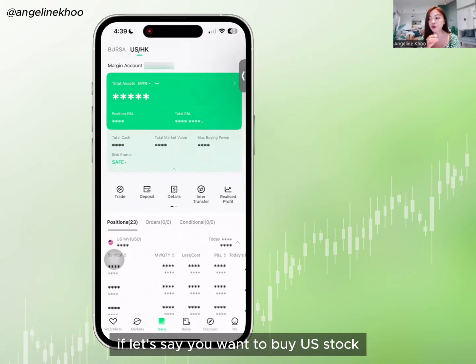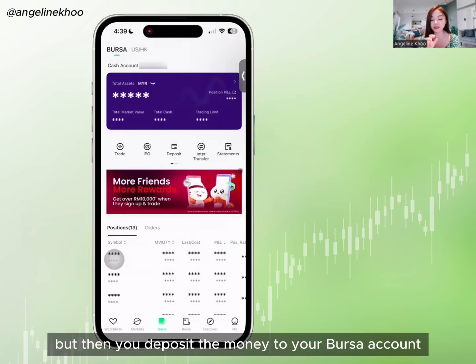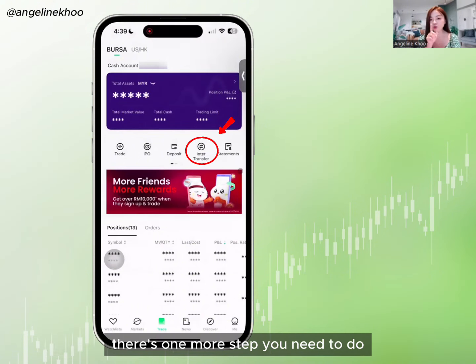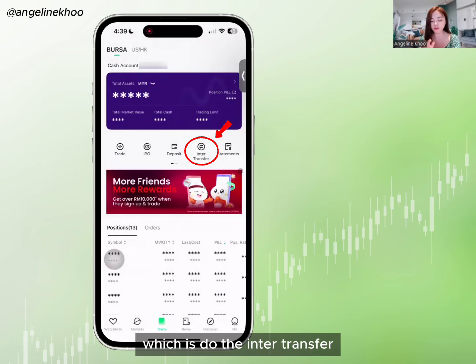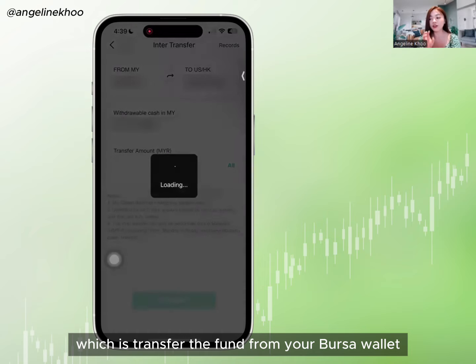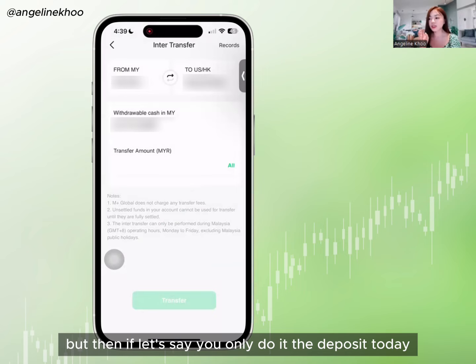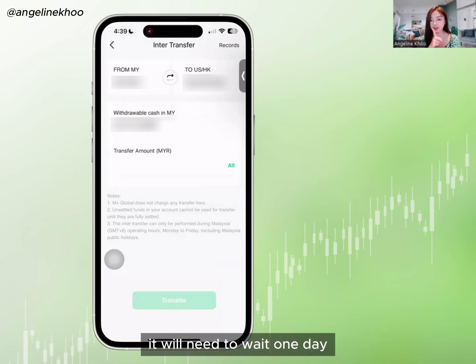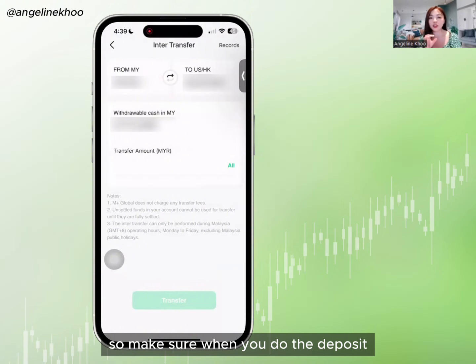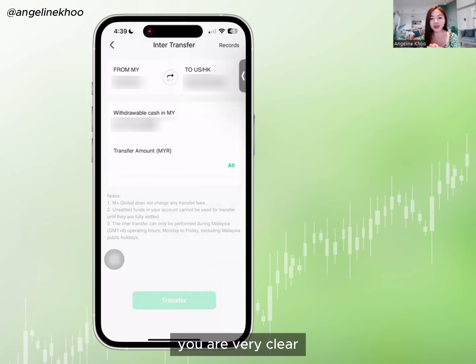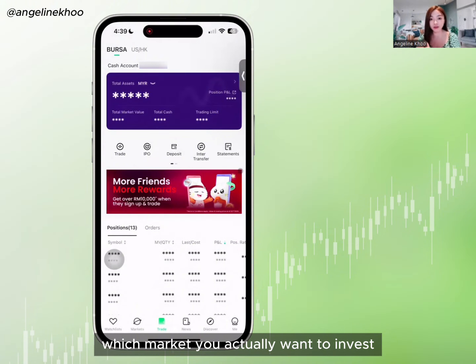If you want to buy US stock, but you deposit the money to your Bursa account, there's one more step you need to do, which is the inter-transfer, which is to transfer the fund from your Bursa wallet to the foreign wallet. But if you only do the deposit today, it will need to wait 1 day until the fund is reflected in your trust, and only then can you transfer the fund. So make sure when you do the deposit, you are very clear which market you actually want to invest in so that you deposit to the right wallet.